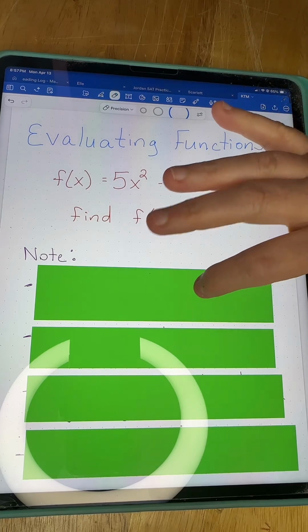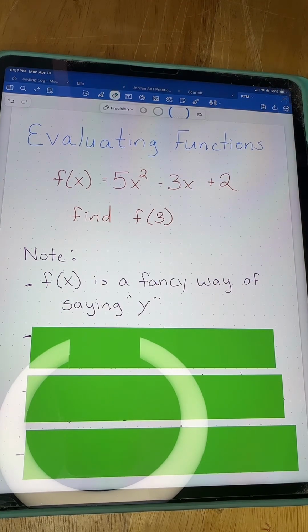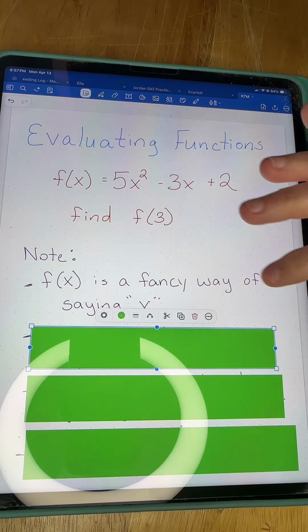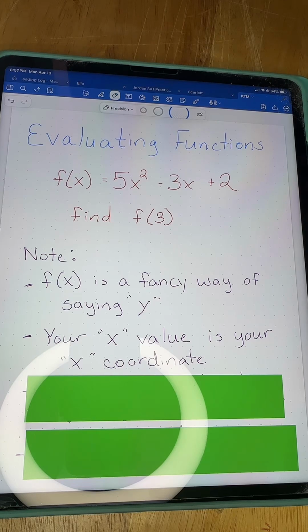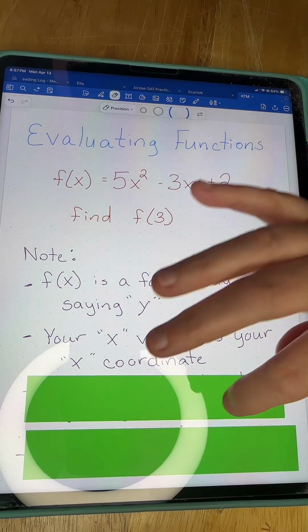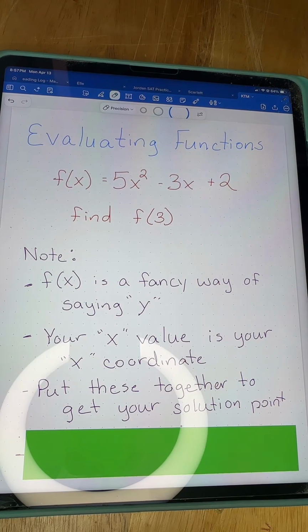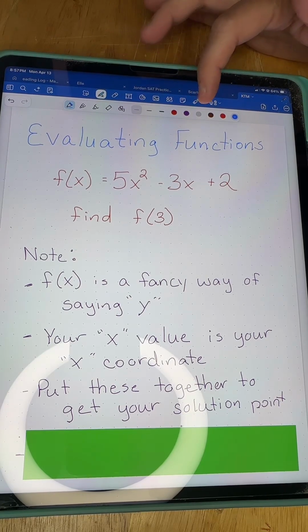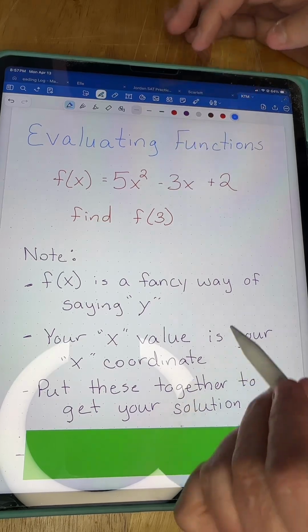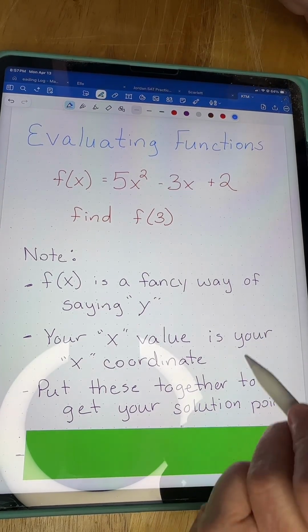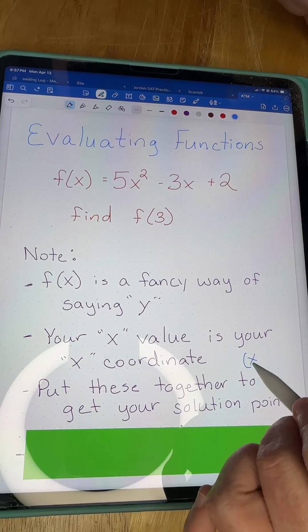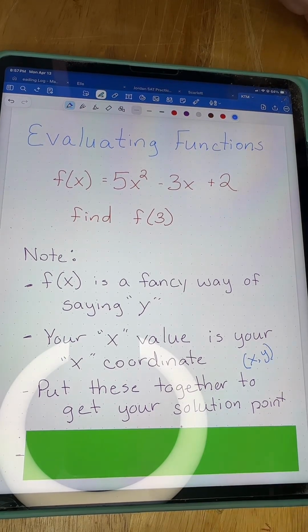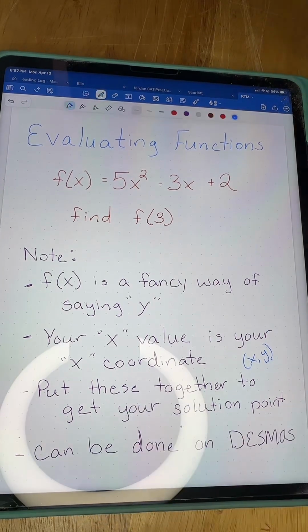So a couple of things I need you to remember. I tell my kids all the time, f of x is a fancy way of saying y. Again, that's going to make more sense in a second, so stick with me. Your x value is your x coordinate, and when you put these together, you're going to get your solution point. So you are going to have an answer in the form of (x, y), okay? When you're talking about graphing, that's important.